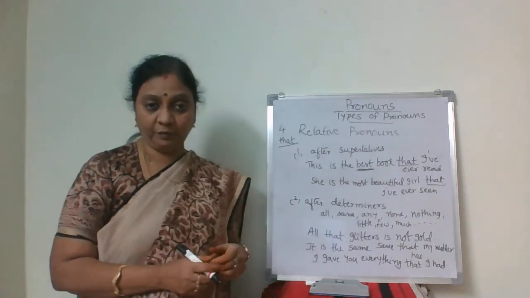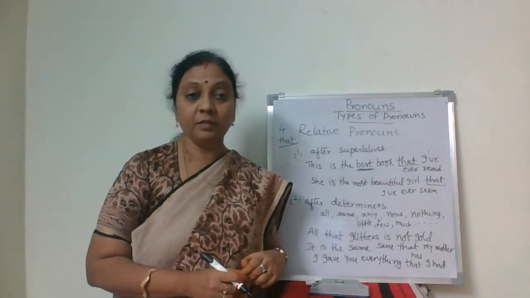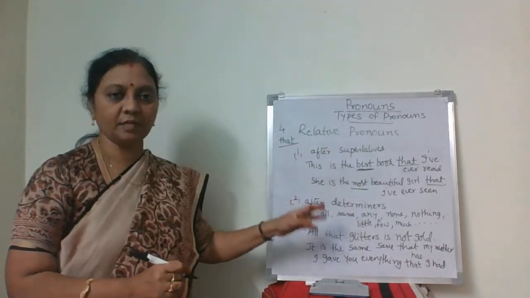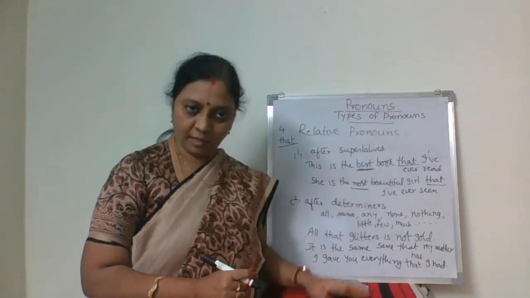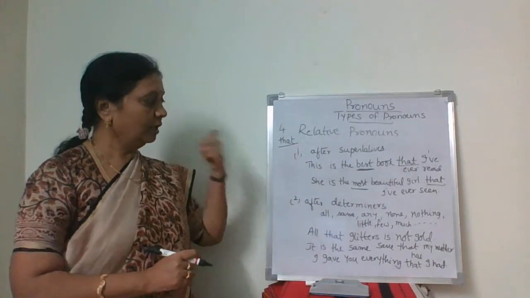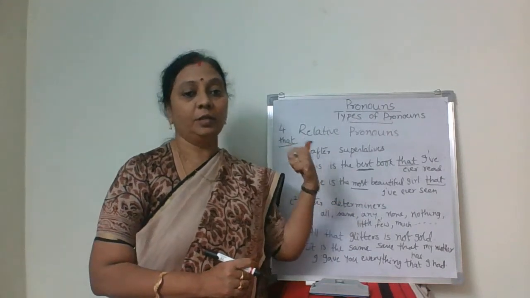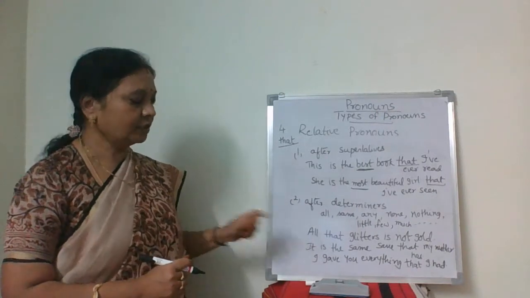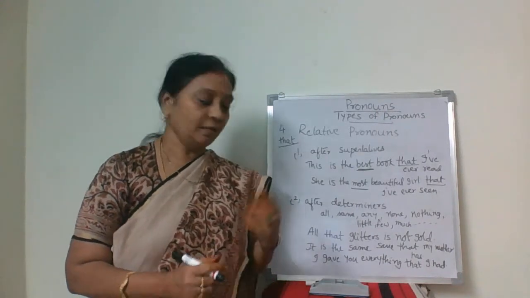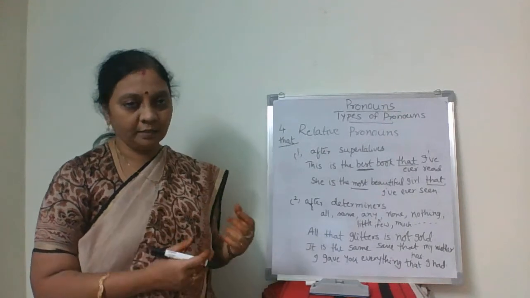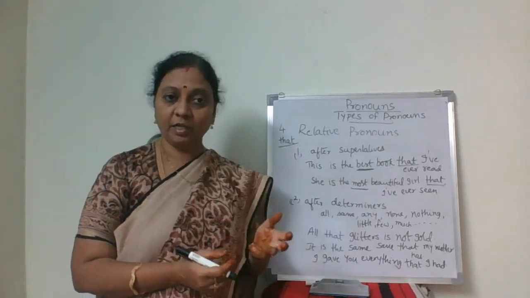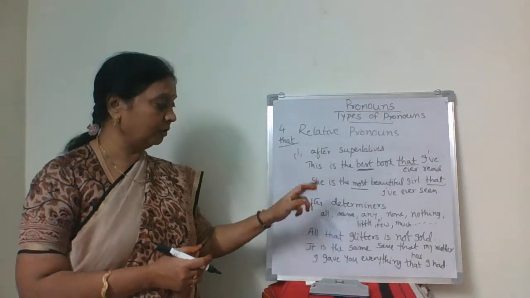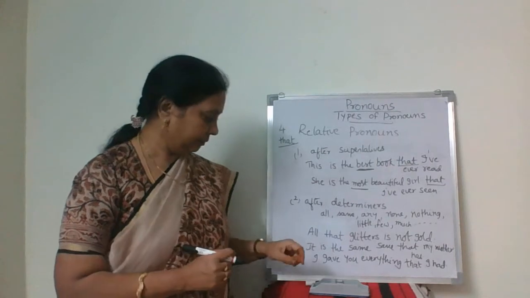She's the most beautiful girl that I have ever seen. The most beautiful, again superlative. In such cases only we can use that. So what is the first rule? After superlative adjectives, you must compulsorily use that instead of which. Then next, after determiners. Determiners: all, same, any, none, even little, few, nothing, everything. So all those are determiners. After that also we have to use that.